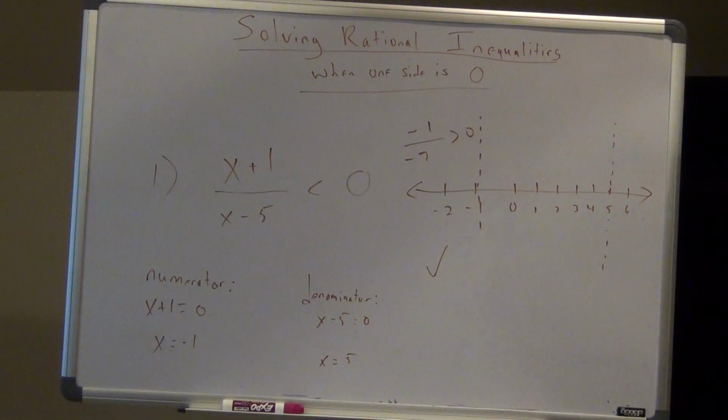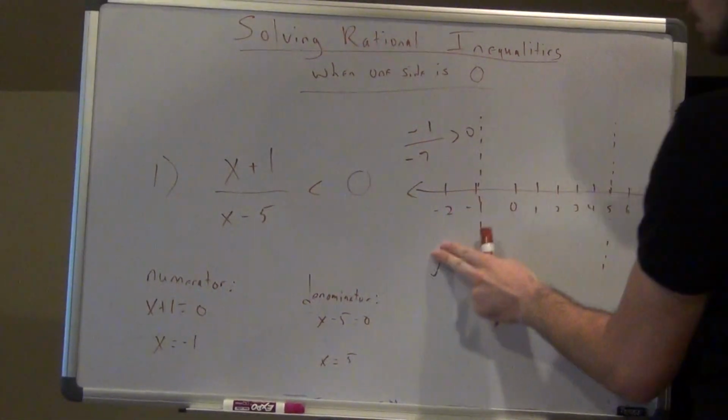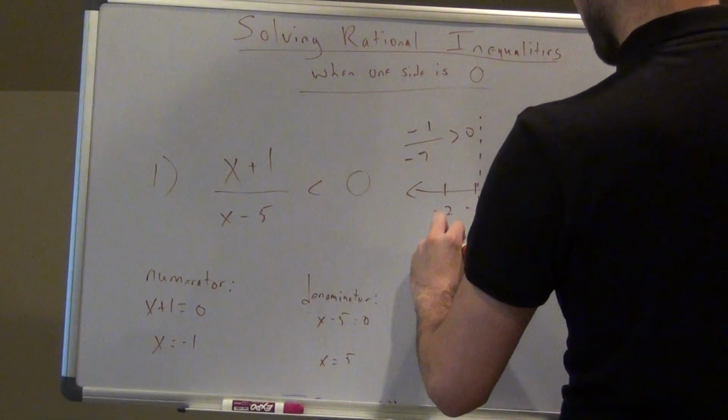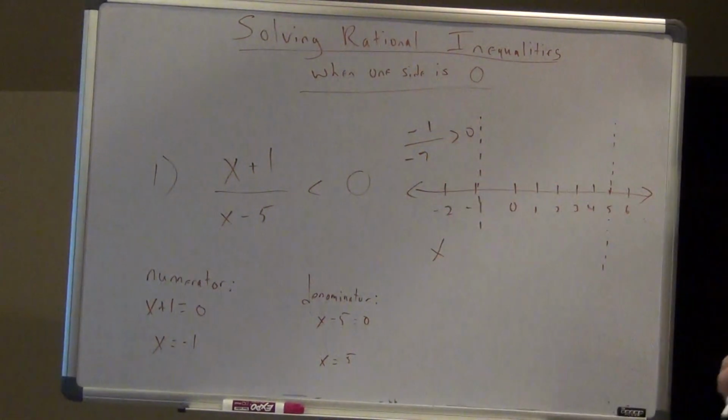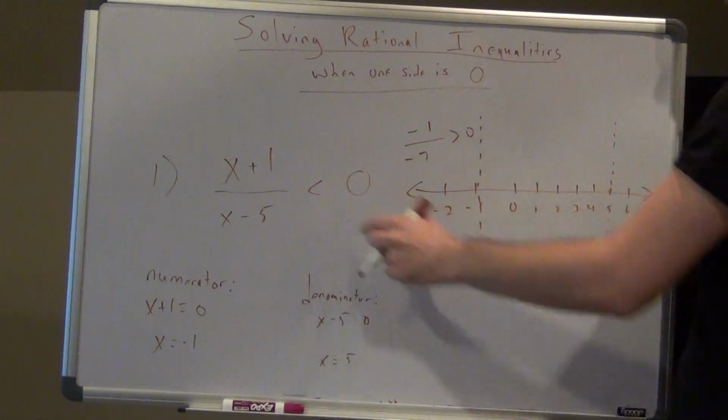Oh, wait, this is greater than 0. We're looking for something less than 0. My fault. So this doesn't work, right? Because -1 over -7 is +1/7. That is actually going to be greater than 0, so that doesn't work. We need to find something that's less than 0.